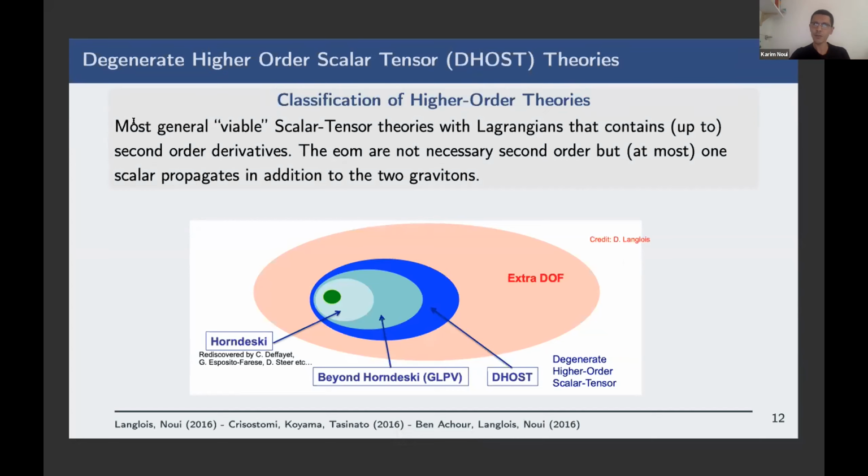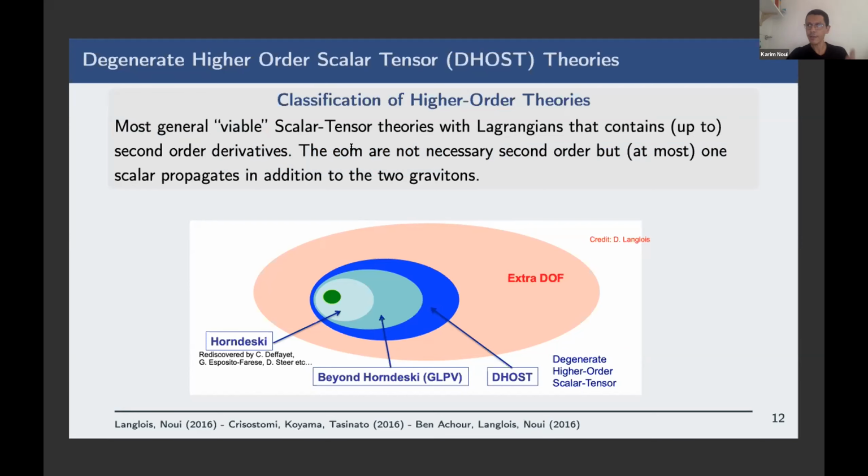In fact, we managed to find the most general viable scalar tensor theories. I will tell you in a few seconds what viable means concretely. In these theories, the Lagrangian contains up to second derivatives. The equations of motion of these theories are not necessarily second order, but contrary to what happens for Horndeski theories, they contain higher order terms.